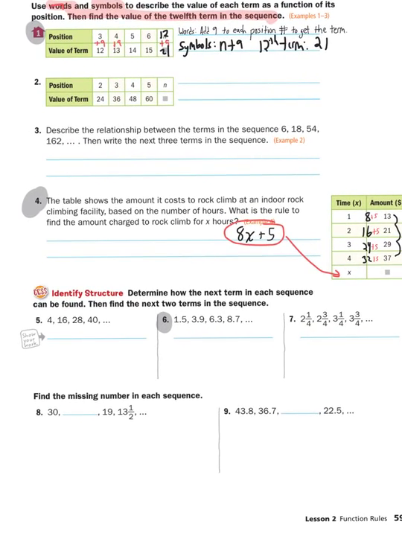All right, last one I'm going to help you with is number 6. Now, this one also has more than one direction, so make sure you get both of them. It says determine how the next term in each sequence can be found. Then, find the next two terms in the sequence.